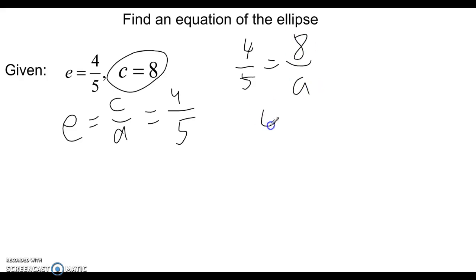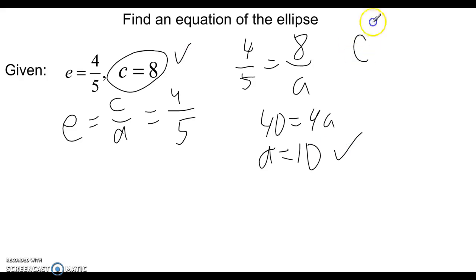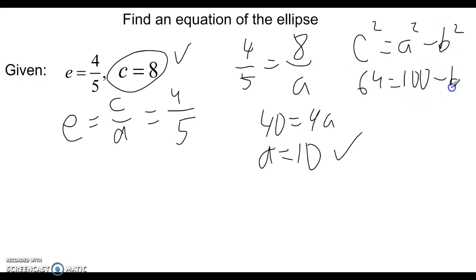Cross multiply this, you get 40 equals 4a. You might just know what the answer is. So a equals 10. So now c is 8, a is 10. If you know those two, we can figure out the rest. c squared equals a squared minus b squared. It's a lot of formulas for this stuff, right? So this would be 64 equals 100 minus b squared. So b squared equals 36. b equals 6. So you found a, b, and c.